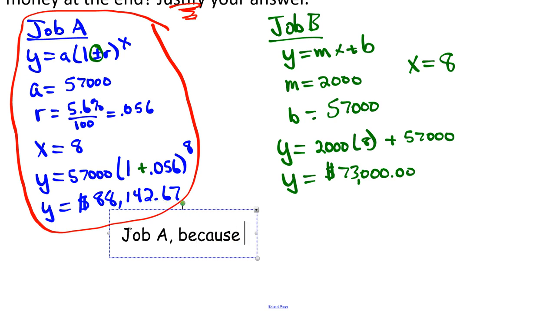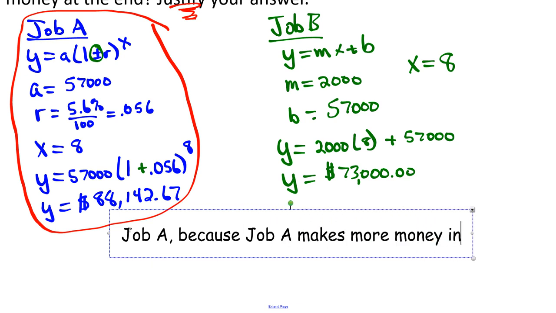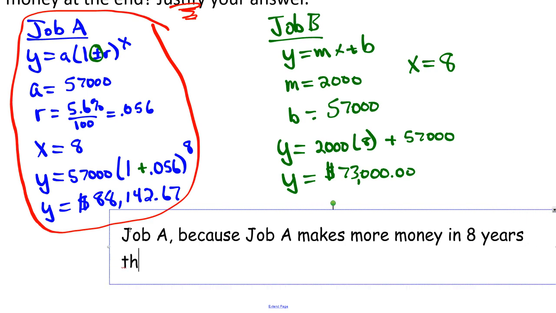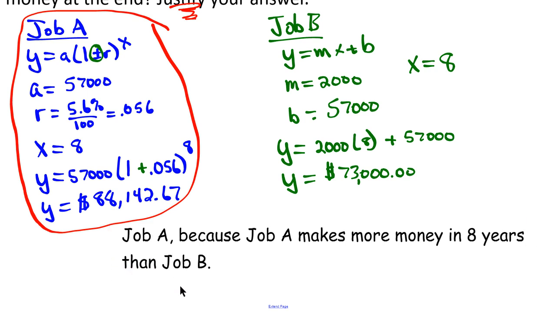Because you make more money in job A. Job A makes more money in 8 years than job B, and we can see it with the values. You can even put an inequality because 88,000 is greater than 73,000. So that can also work as well.